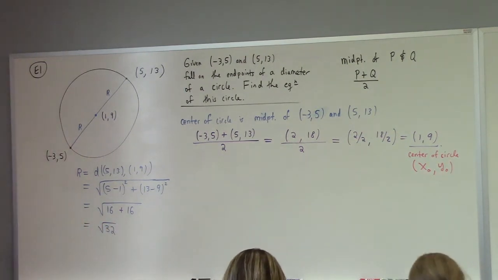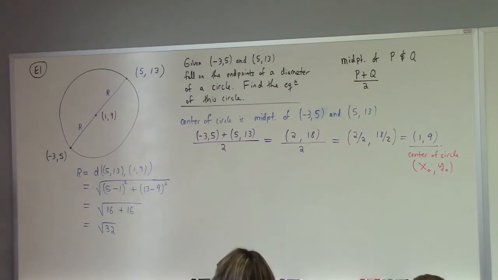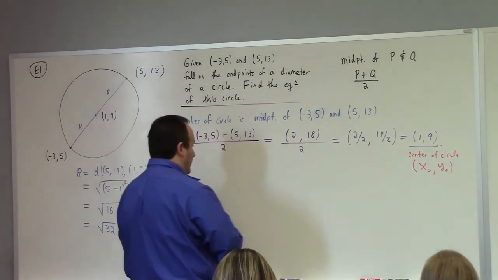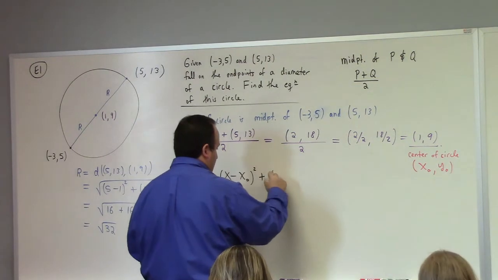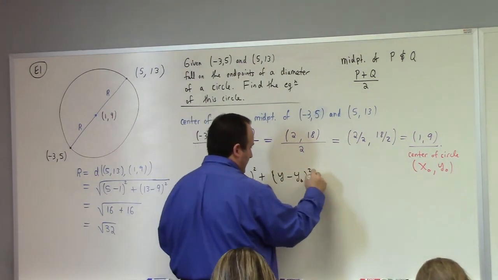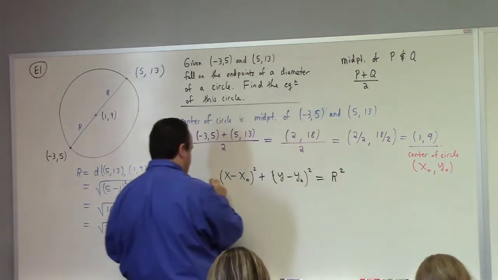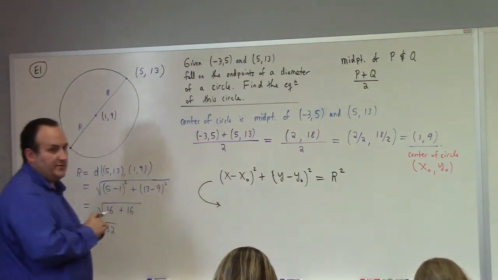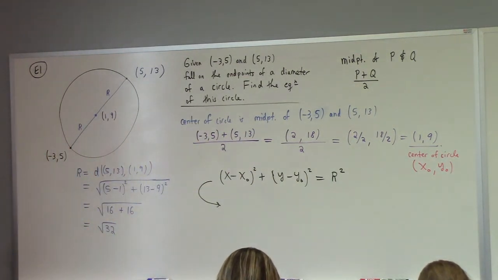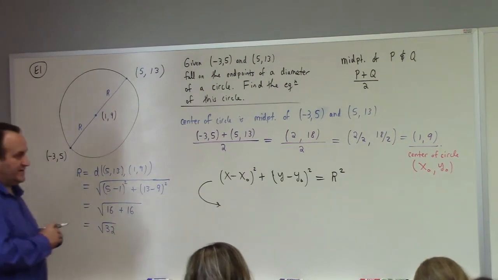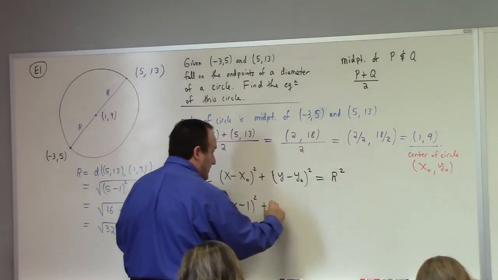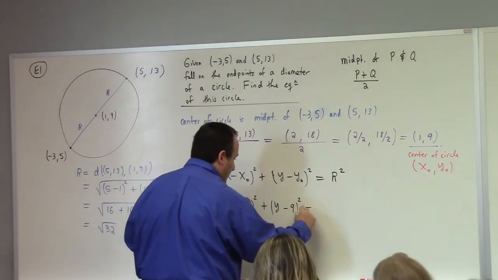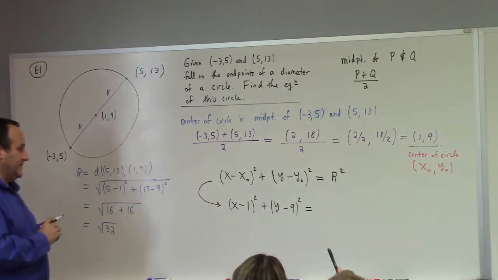All right. So what's the equation of the circle? Now we know its radius, we know its center, right? Remember last time we defined a circle as x minus x naught squared plus y minus y naught squared equals r squared. So this generic template for the equation of the circle, how does it play out in this circumstance? It plays out as x minus 1 squared plus y minus 9 squared equals r squared. What's r squared?